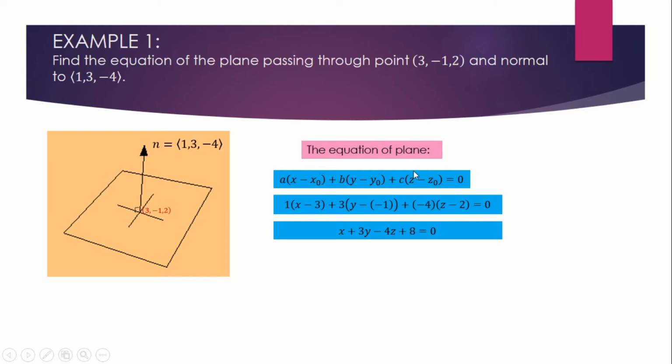This is the formula that we need to use. A, B, and C come from the vector normal to the plane, and x naught, y naught, z naught is the point on the plane. So towards the end, after we expand it, we get the equation of the plane as x plus 3y minus 4z plus 8 is equal to 0.